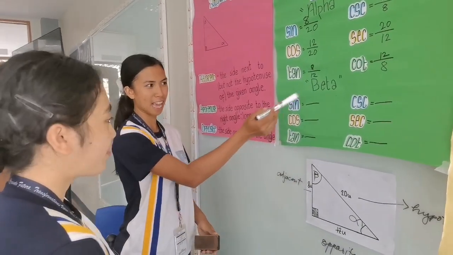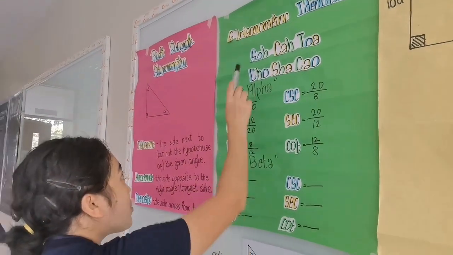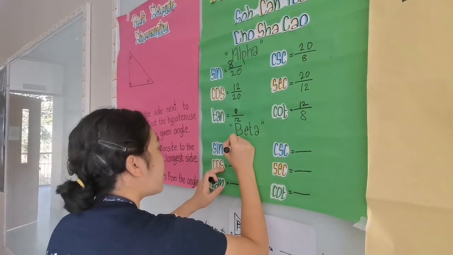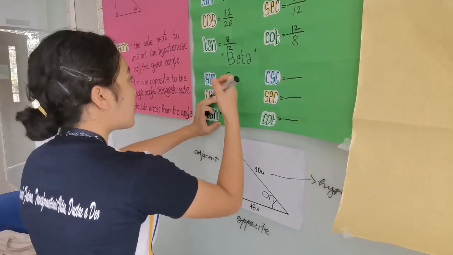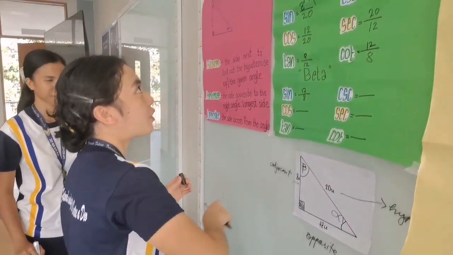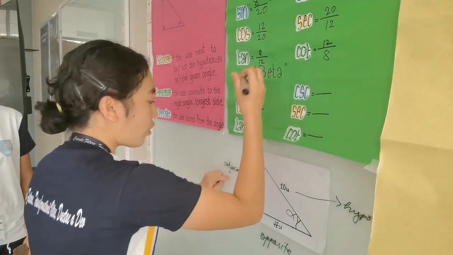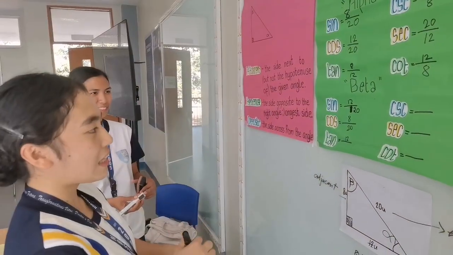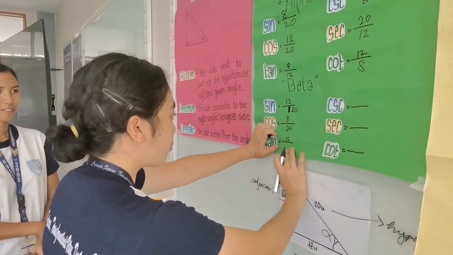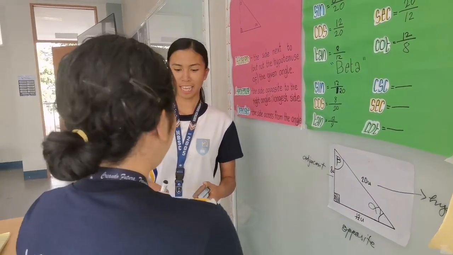So April, please answer. According to SOHCAHTOA, we're going to use the opposite over hypotenuse. The opposite here is 12 units and the adjacent is going to be 8 units. For the cosine, we're going to use the adjacent over hypotenuse, so it's going to be 8 over 20. For the tangent, since it's opposite over adjacent, we're going to have 12 over 8. Perfect. Thank you, April.